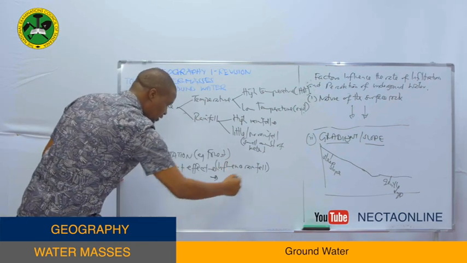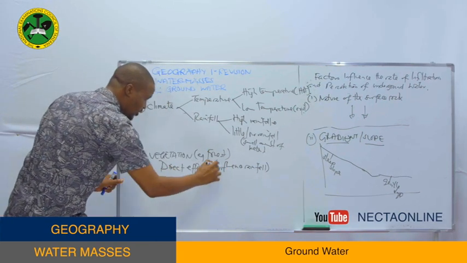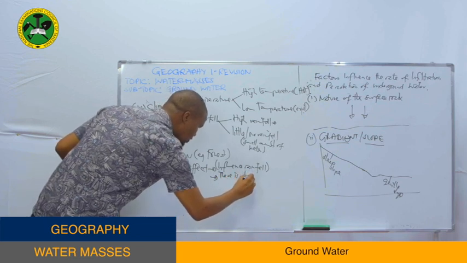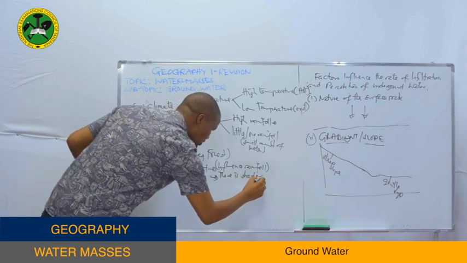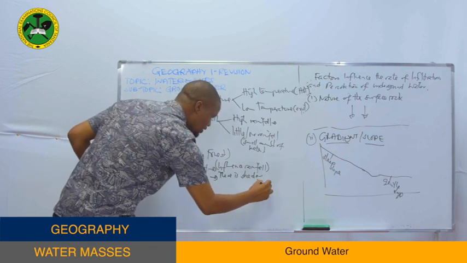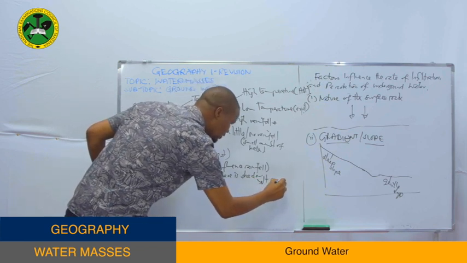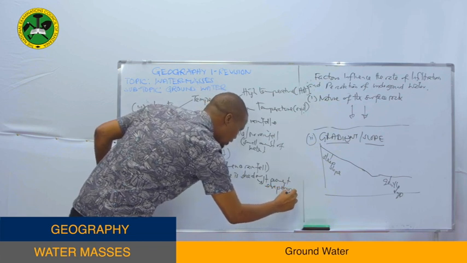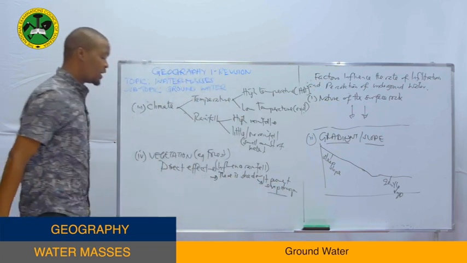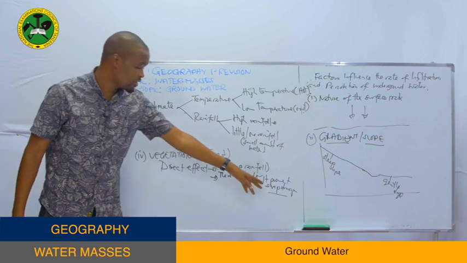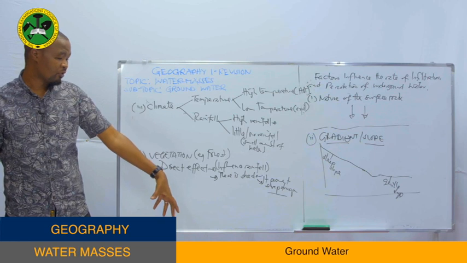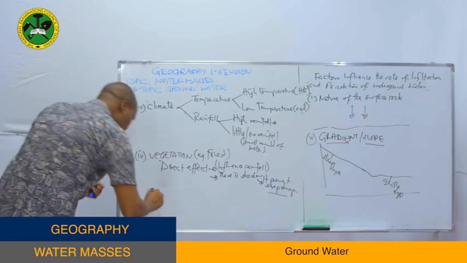Apart from influencing rainfall, remember in areas of forest, there is the presence of shadow. So the presence of shadow in forest areas means it prevents evaporation, the rate of evapotranspiration. See, so if there will be a lower rate of evapotranspiration, it means at this point there will be a high amount of water underground. Then you come to the indirect effect.